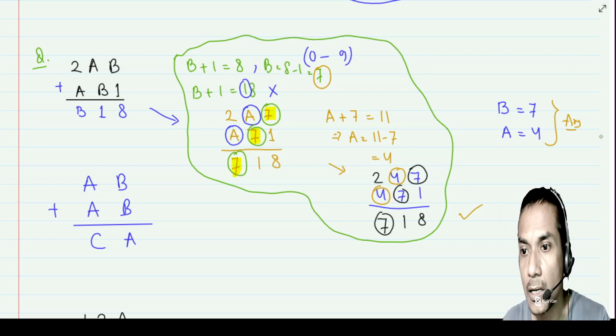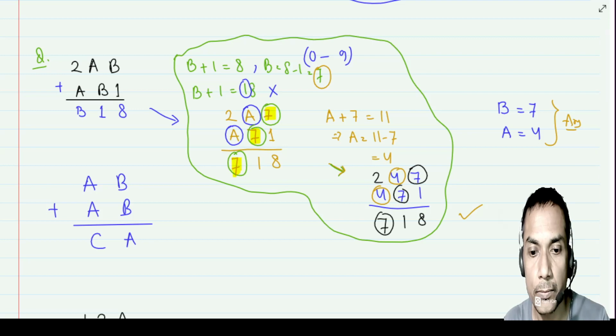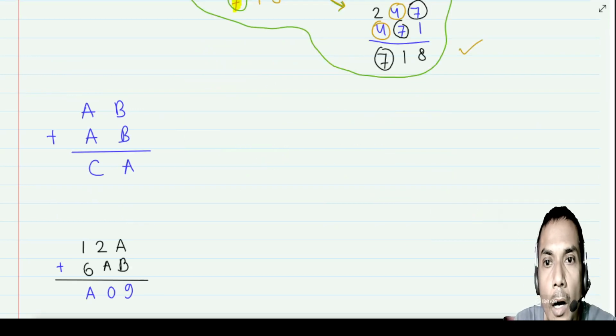This is the final verification. So if the final verification is satisfied, then your answer is correct. Clear? Now how can you solve this problem?